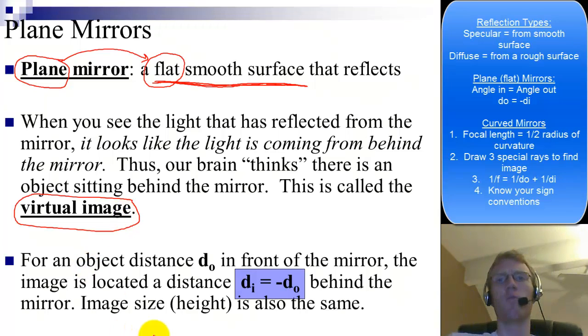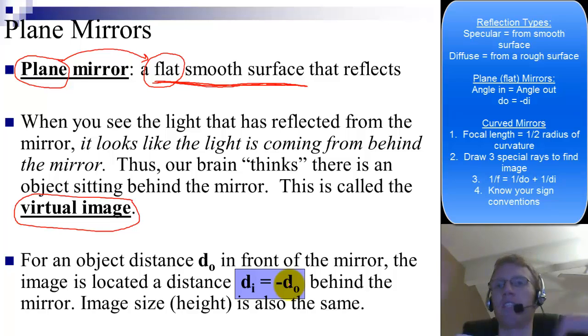So for a plane mirror, we'll do a diagram for it in just the next slide. But the formula that's going to pop out of that is d sub I, which is the distance to the image, is equal to the negative d sub O, the distance to the object. The negative just means it's behind the mirror. So the image and the object are equidistant, one in front and one behind the mirror.